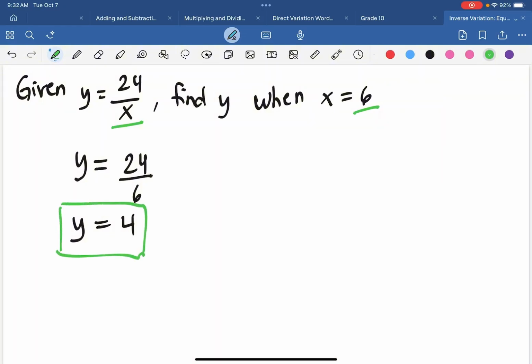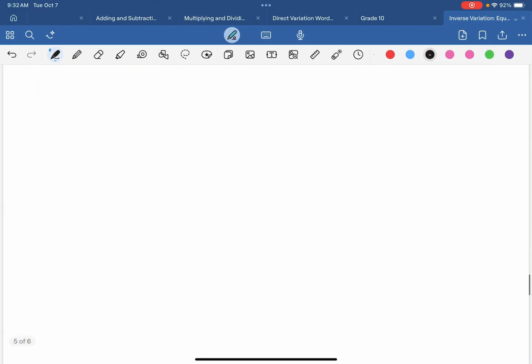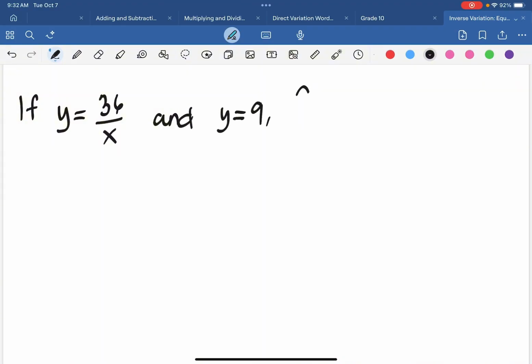Next is, let's try to find the value of x. So given here, if y is equal to 36 over x and y is equal to 9, find x.